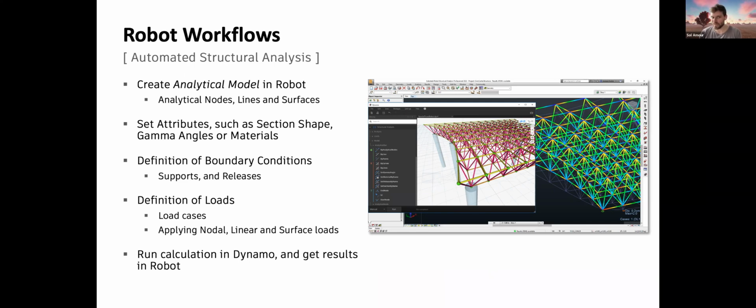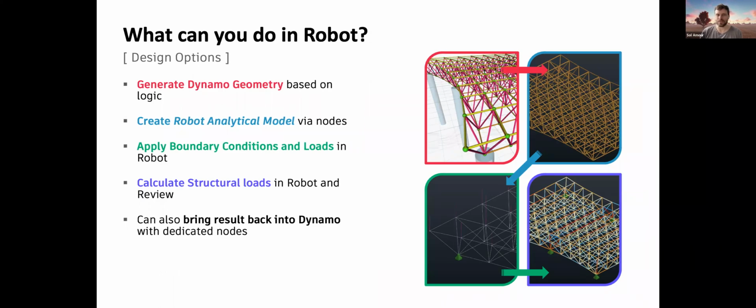So applying things like load cases to nodal, linear, and surface loads. You can get very specific and granular in this data if you wish. And then you get to go and run a calculation in Dynamo and get the results back in Robot, which is pretty cool. So to look a little bit deeper at that kind of flow, you see it here.